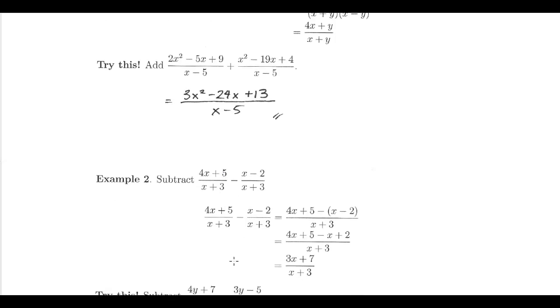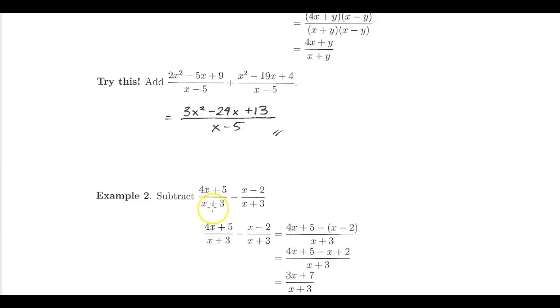In our second example, we now want to subtract, and we have the same idea that if we have two fractions and we're subtracting, if we have the same denominator, we can find the difference in the numerators. So here we have (4x plus 5) over (x plus 3) minus (x minus 2) over (x plus 3). We have the same denominator, so we can take the difference in the numerators.